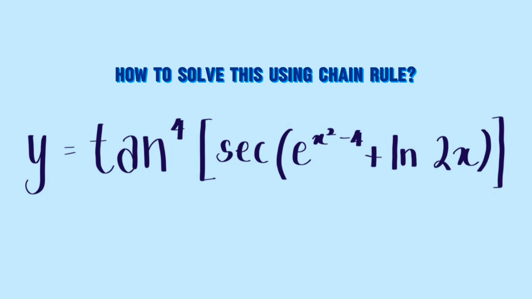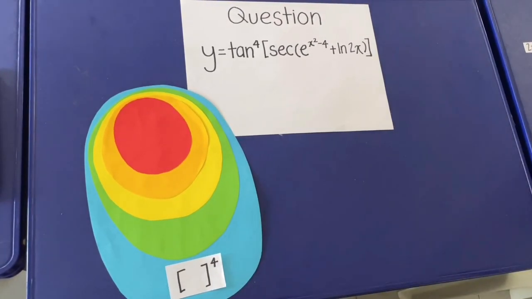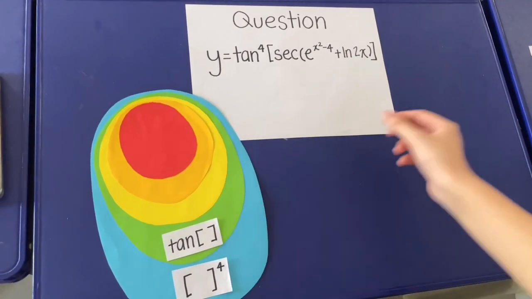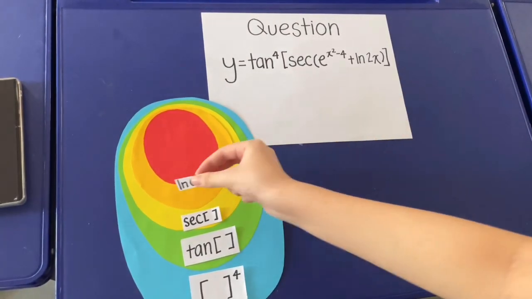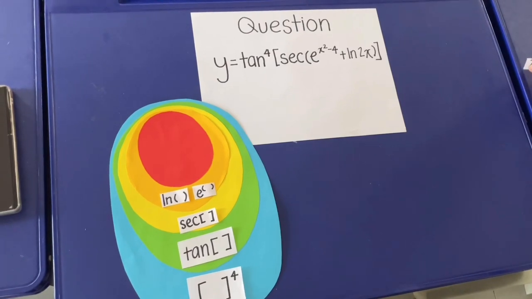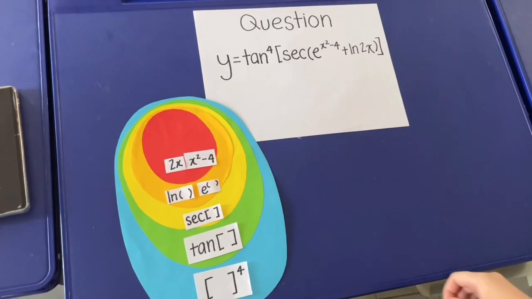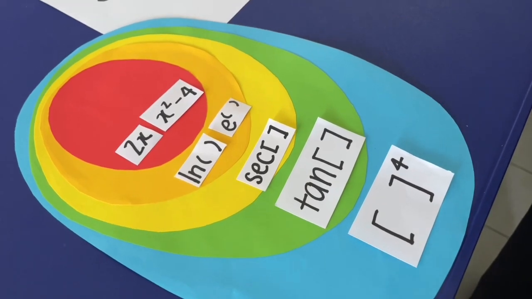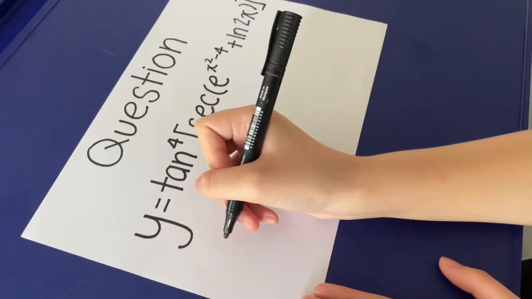Firstly, we can identify the outermost layer, which is the power of 4 function. The second layer is the tangent function, while the third layer is the secant function. The fourth layer is the exponential function and the ln function together. The innermost function is the quadratic and linear function. After identifying all the 5 layers of the given function, we are able to solve dy dx with ease when we solve one by one starting from the outermost layer.